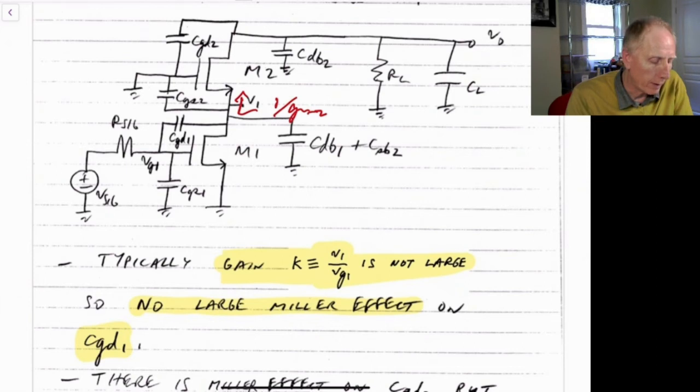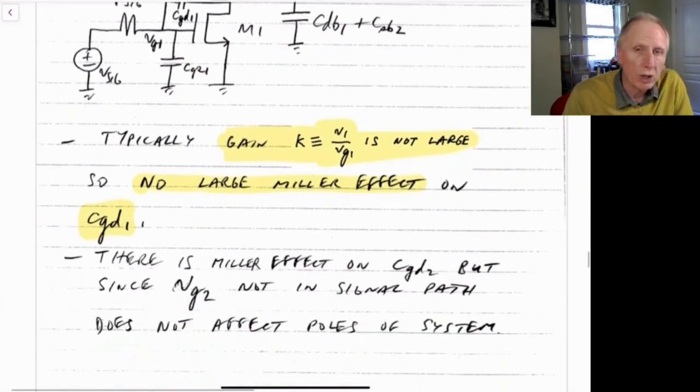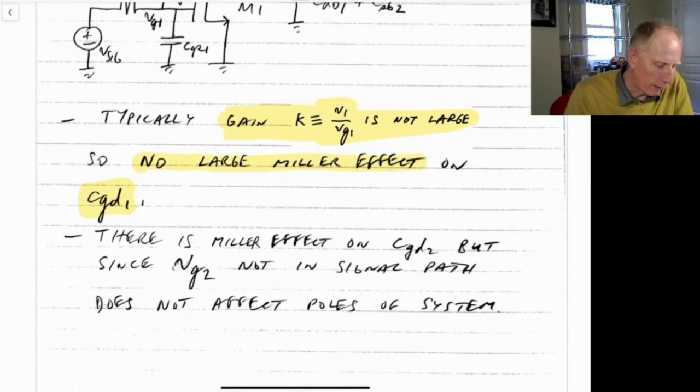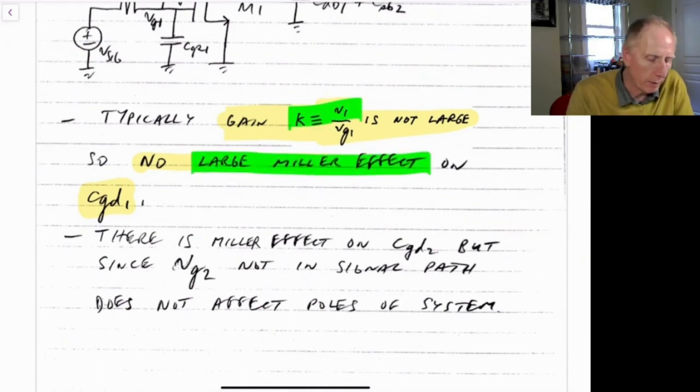So you find that the gain from VG1 to V1 at low frequencies, or even at moderate frequencies where the capacitances over here have started to have some effect, is just minus g_m1 divided by g_m2. So the gain here is not minus g_m r_o, but minus g_m1 divided by g_m2, which is typically small, perhaps about 1. So you see very little effect here, because we get very little Miller effect since the gain here is not large.